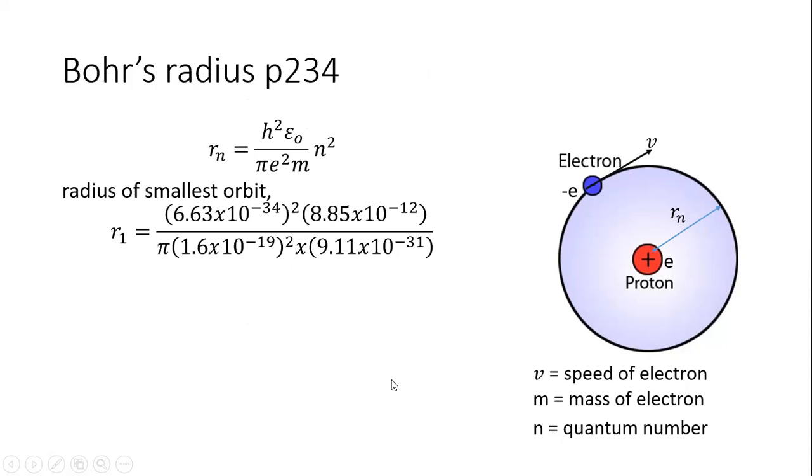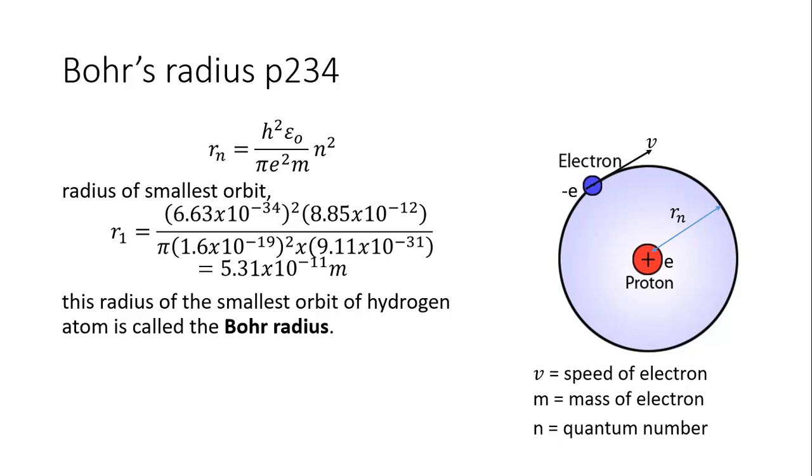Then we calculate our Bohr radius. We put n equals 1 and put in all the values: h, epsilon naught, the charge of the electron, and the mass of the electron, from the values of constants. Then we get that is our radius. That's the Bohr radius, the smallest orbit of the hydrogen atom. To find other radii, we just multiply the Bohr radius by n squared. So you have to memorize this one faster; if not, you have to memorize this formula. Either one.